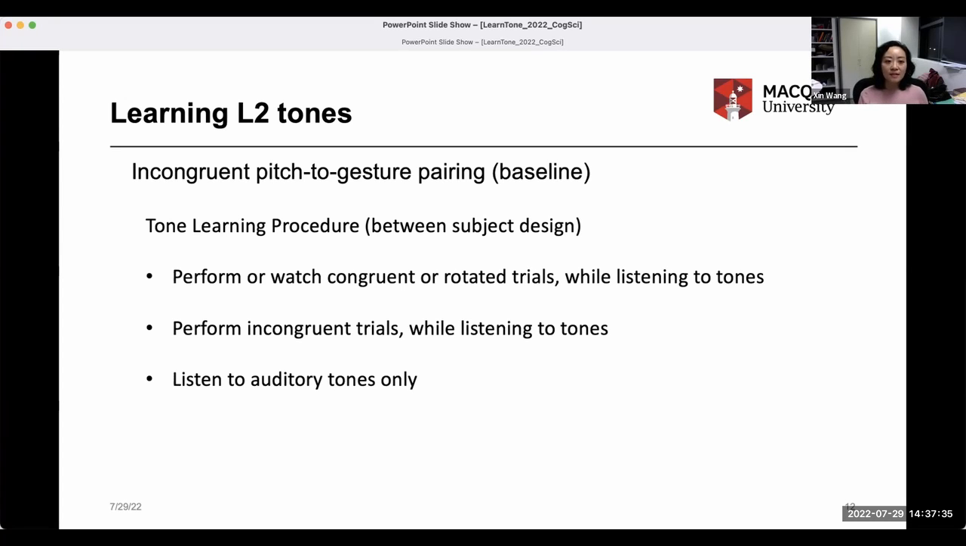In this between subject design, they ask participants to perform or watch congruent or rotated trials in addition to listening to tones, or perform incongruent trials while listening to auditory tones. And there's another condition where participants simply just listen to the tones. So across the board, there are 6 conditions: either perform or watch, or simply just listen to auditory tones.